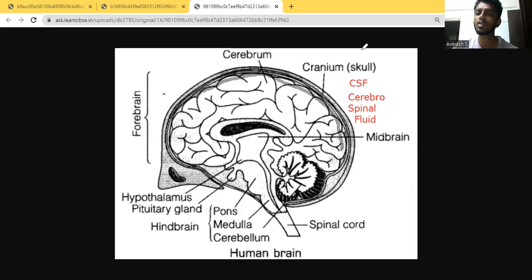This is just an addition. It's not given in the textbook. So with all of this, let us try to understand more about each and every part of the brain.